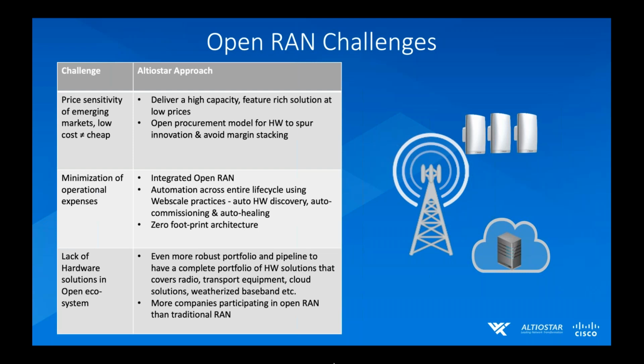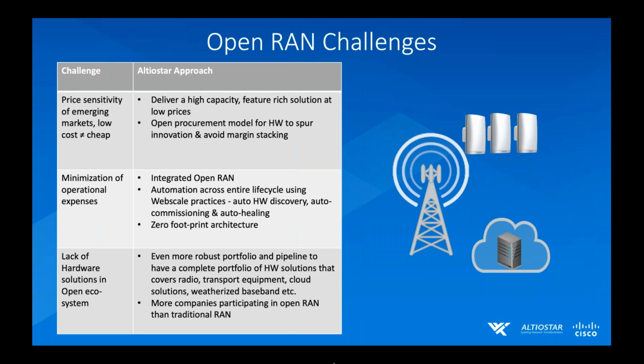Okay. And then the other factor that you have to consider is that when you bring this solution into your network, you're also going to significantly reduce your OpEx expenses. The automation benefits, the zero footprint architecture, the automated discovery, the automated commissioning, the automated healing. These are new concepts that you're going to bring into your network. It's going to require a little bit of a different approach from your operational team, but from a long-term perspective, it is going to mean a lot of benefits and a lot of cost savings over time.